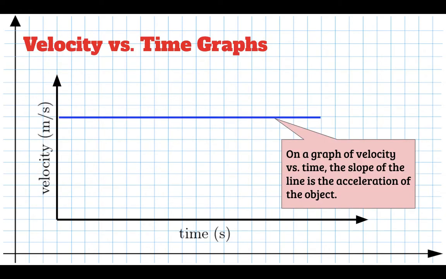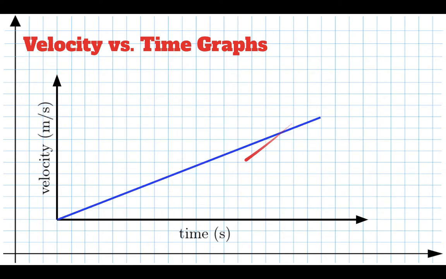All right, let's move on to velocity versus time graphs. So on a velocity versus time graph, the slope of the line actually tells us the acceleration. And here's a way to think about it. If the velocity stayed the same for the entire time, we say that it has not accelerated because we define acceleration as any change in the velocity. So here the velocity is not changing, so the acceleration is 0, and the slope of this line is 0.